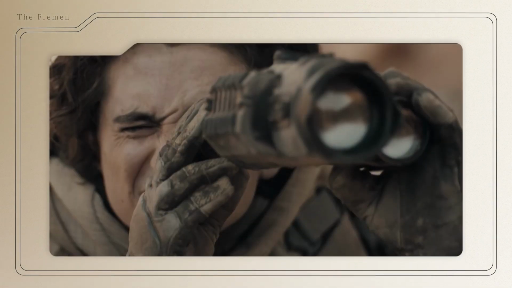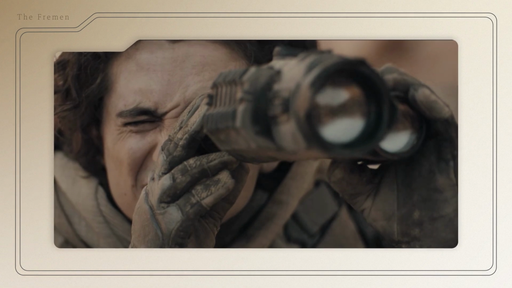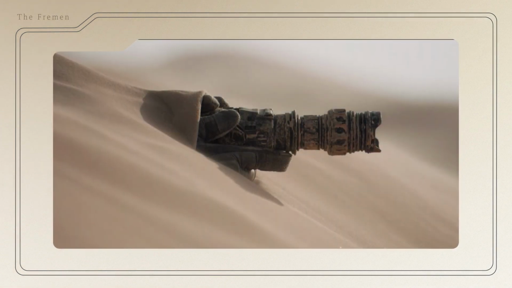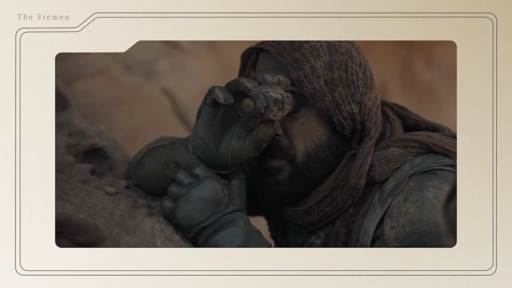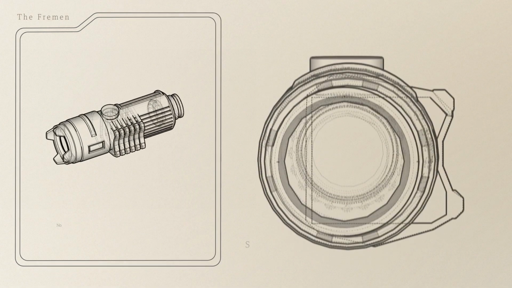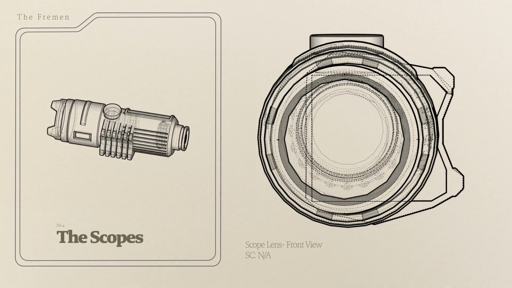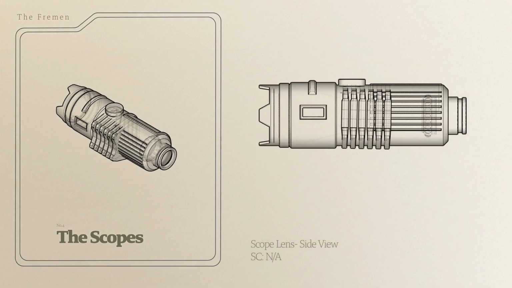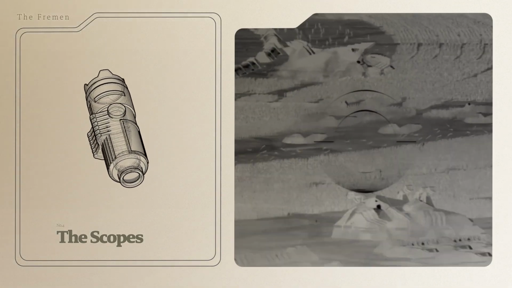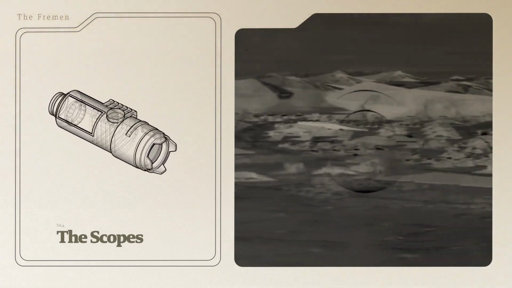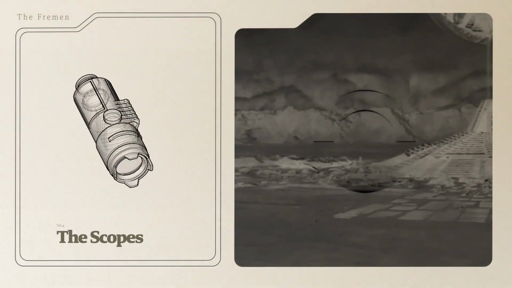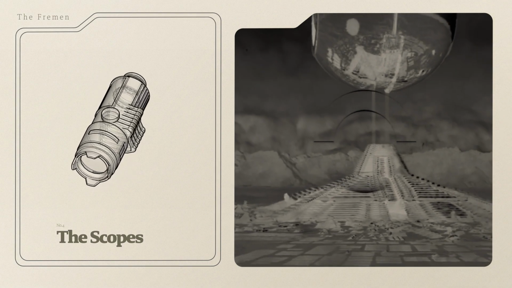In the world of Dune, information is as vital as water. This is where scope lenses come in. These aren't just ordinary binoculars. Fremen scouts use various types of lenses, each designed for a specific purpose. Some cut through the desert glare, others detect the slightest movement from afar, and some allow for pinpoint accuracy in combat situations. Mastering the use of these lenses can mean the difference between life and death in the open desert.